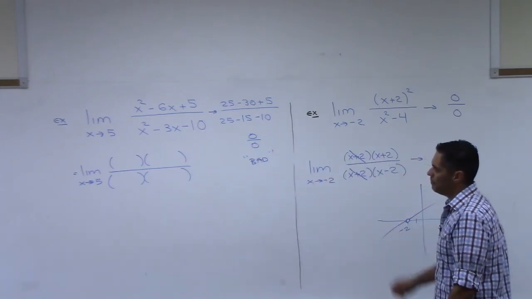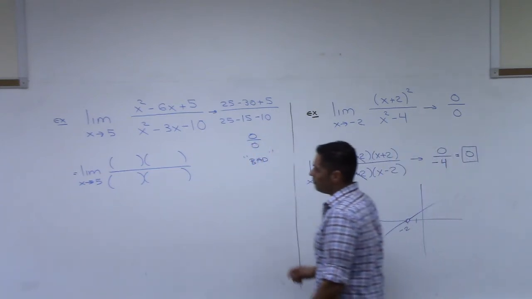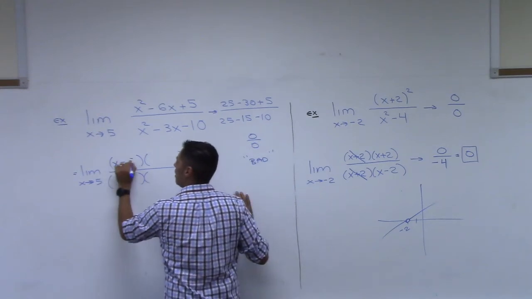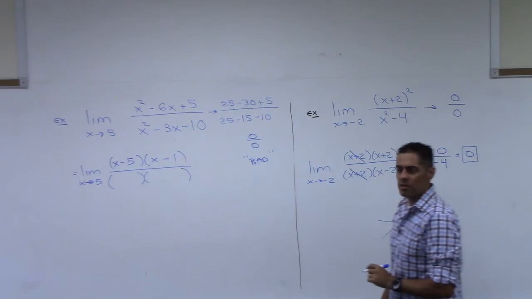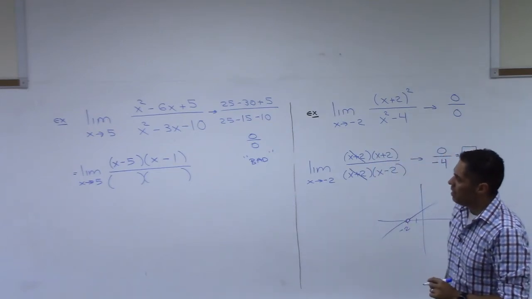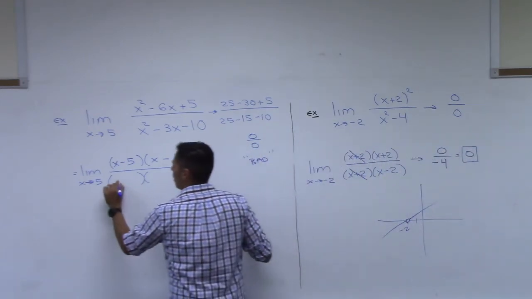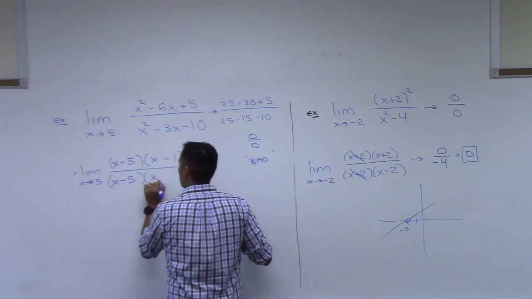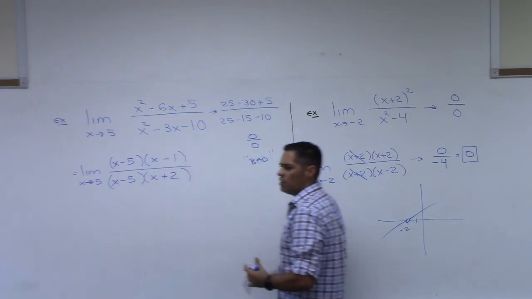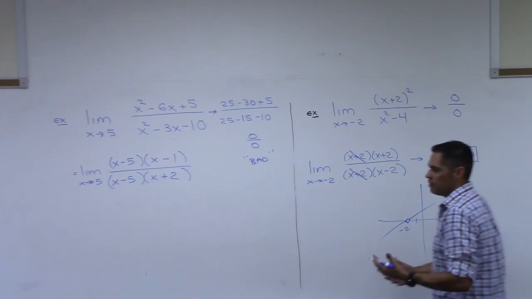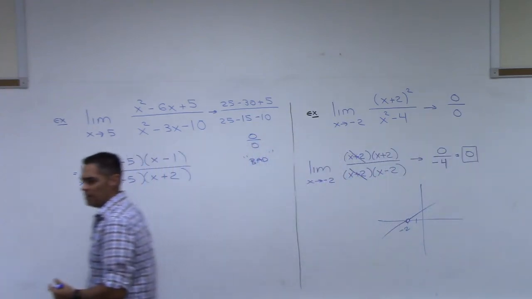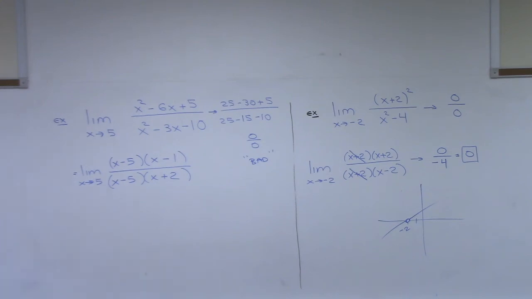So what does it become? X minus 5, x minus 1. That is a factorization of the numerator. And then the bottom? X minus 5, x plus 2. How'd you get so good at your factoring? 1324. Okay. There. That's what it should take, right? You should be able to do that. Taking 1324, that should be within reason.